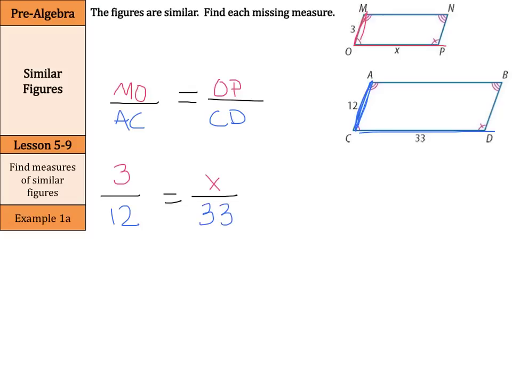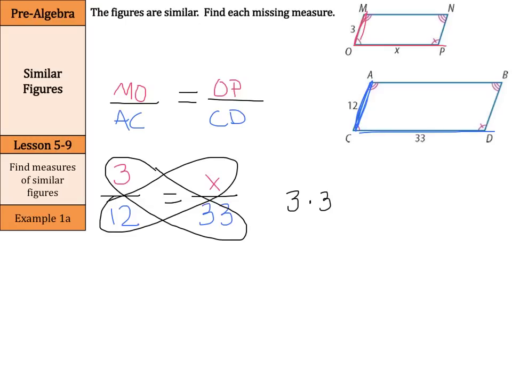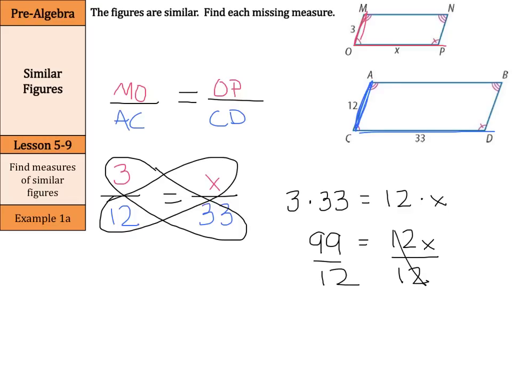Well, we can solve proportions by using cross products. So 3 times 33 is going to equal 12 times X. 3 times 33 is 99, equals 12X. We want to solve for X, so divide by 12 on both sides. And 99 divided by 12 is 8.25, so 8.25 equals X.